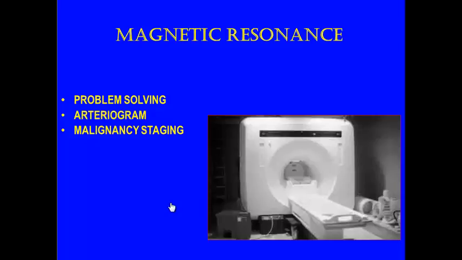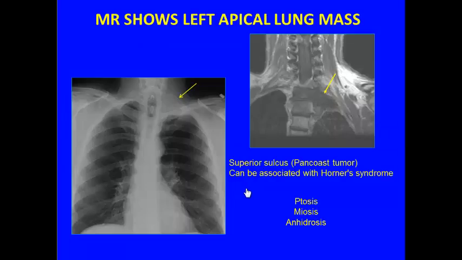Magnetic resonance, another choice, probably not used as much, maybe more problem solving if we can't figure out things with the CT scan. We can get a sort of an arteriogram type effect, and we can use it sometimes for staging for malignancy. Here's our friend here, has this area of asymmetry. This left apex has got much more soft tissue density compared with the right, and that area can be a little bit harder to see with CT scan, and here the MR scan can show that tumor, that malignancy affecting there, the so-called Pancoast tumor with associated Horner syndrome.